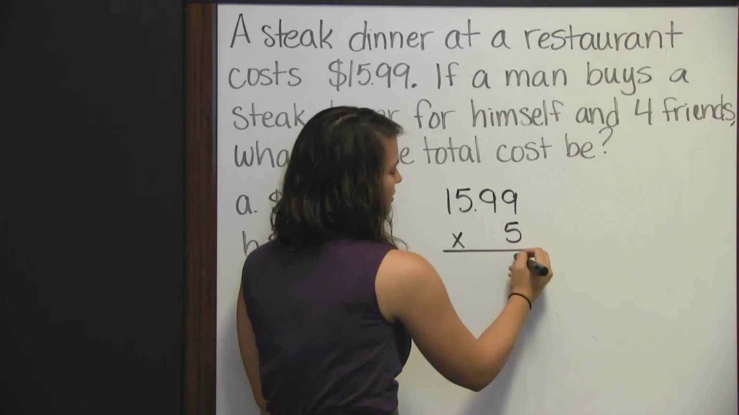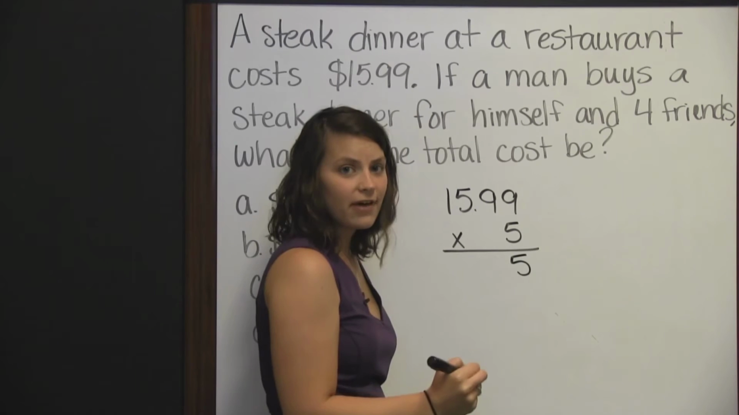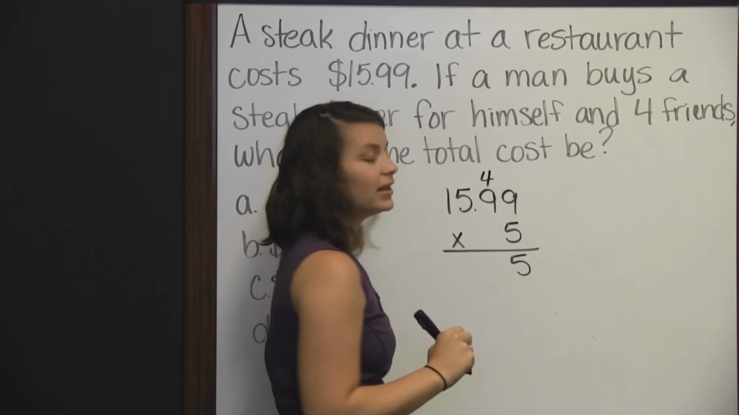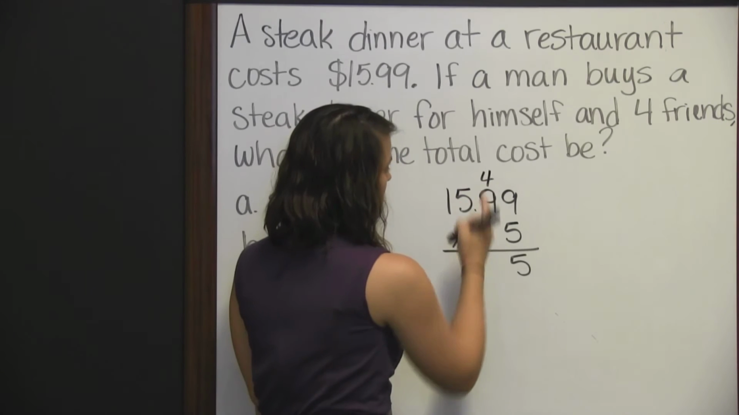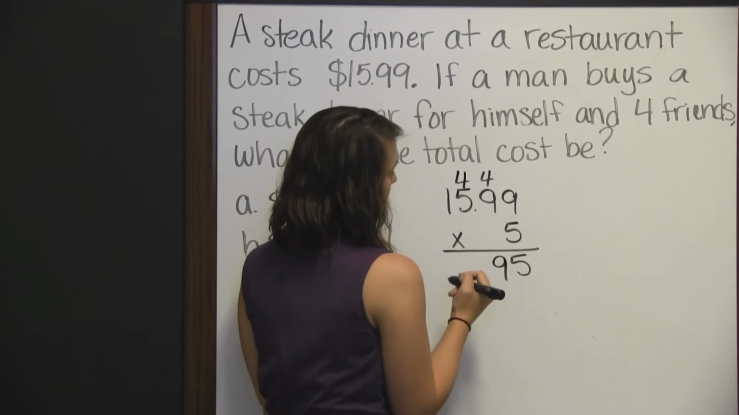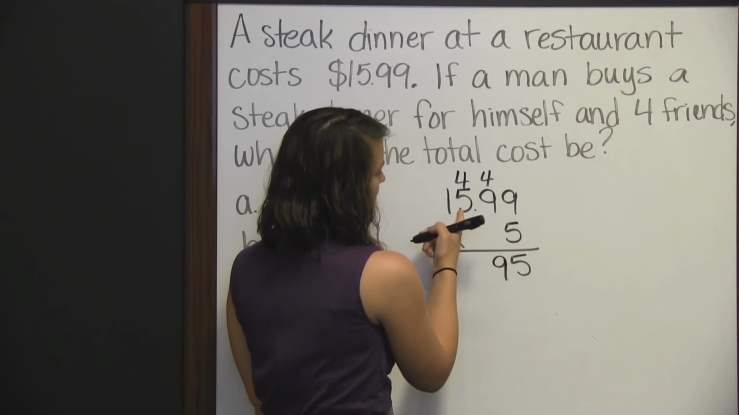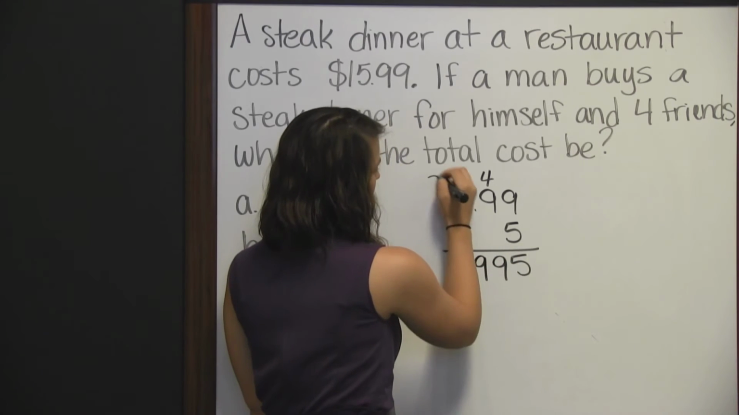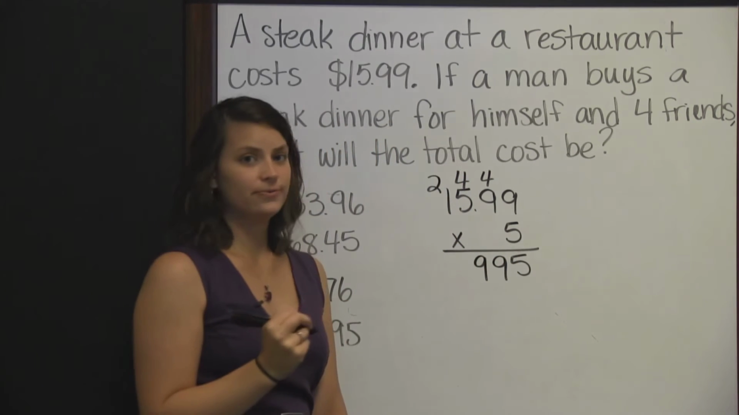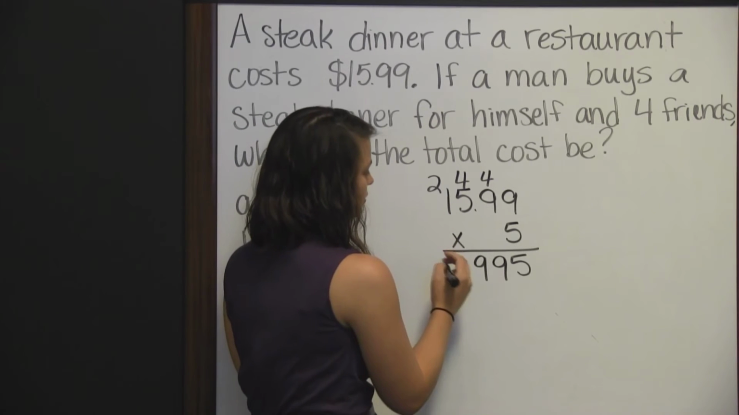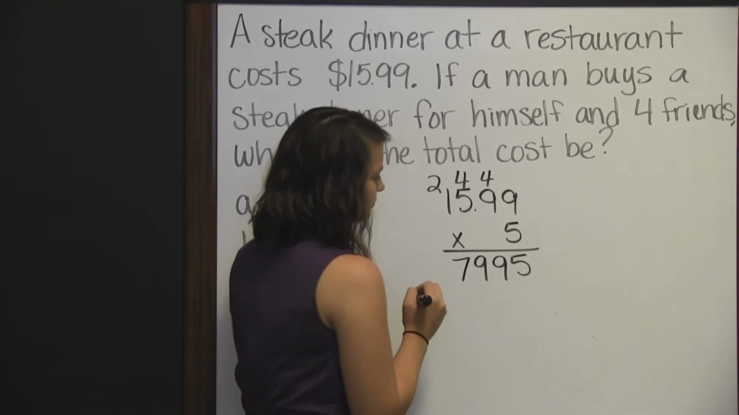5 times 9 is 45, so write the 5 and carry the 4. 5 times 9 again is 45, plus 4 is 49, and carry the 4. 5 times 5 is 25, plus 4 is 29, write the 9 and carry the 2. 5 times 1 is 5, plus 2 is 7.